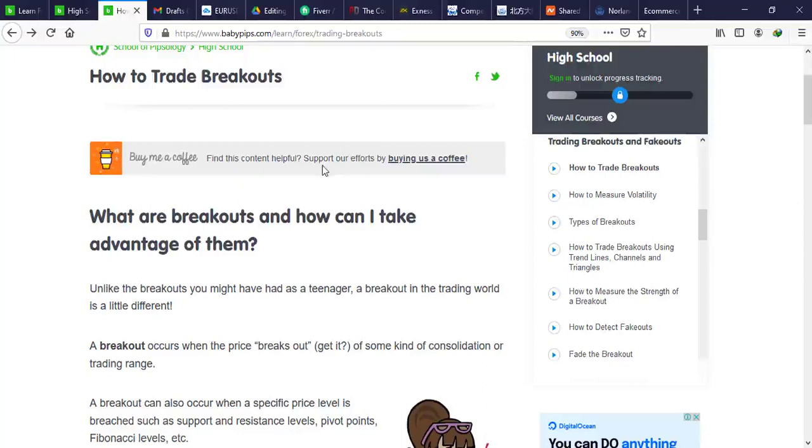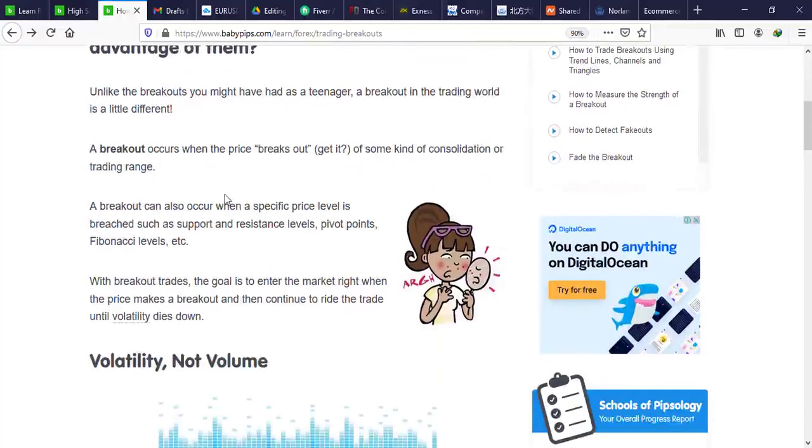So how do you take advantage of breakouts? Unlike the stock market, you know when to enter into a breakout because of the volume of a trade. Okay, first of all, let's begin with breakout. A breakout is when price breaks out or moves away out of some sort of consolidation.